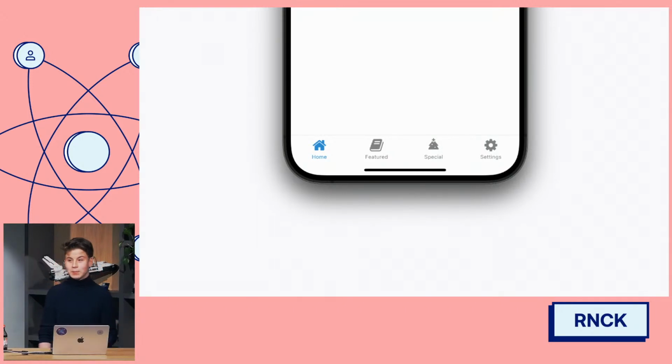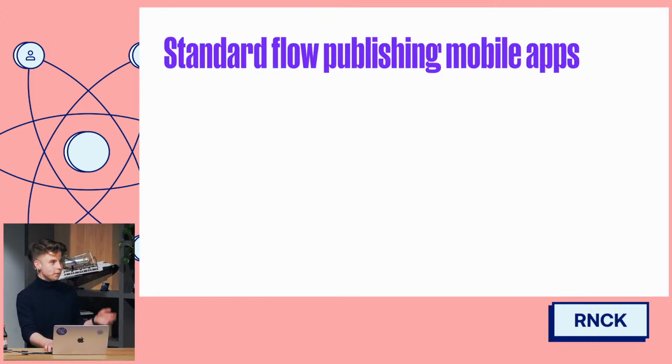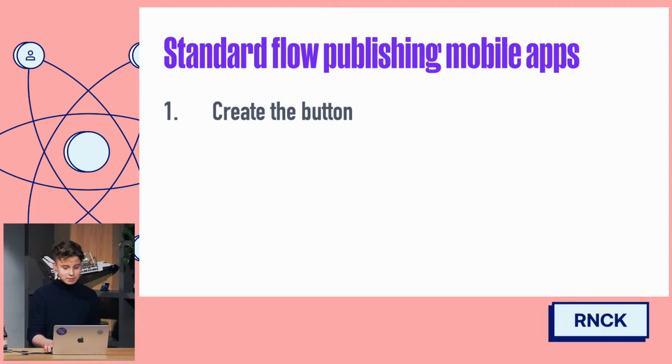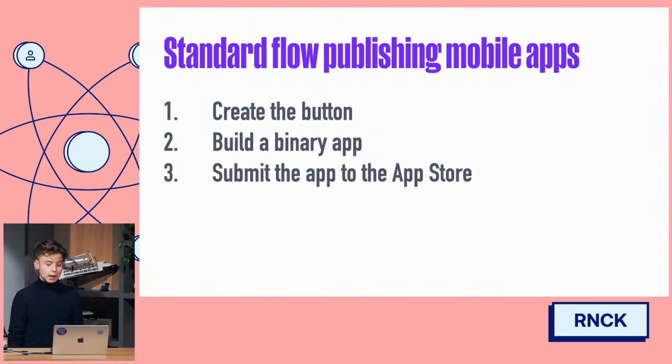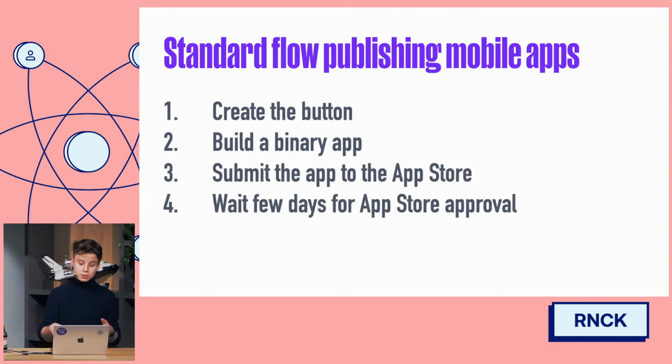But the problem is with publishing. On web, all we need to do is deploy to, I don't know, Vercel or any other provider, and perfect, our users see the changes. But on mobile, it's pretty complex. So let's take a look at the flow of publishing mobile apps. To publish this change, of course, we need to create this button. Then we need to build a binary app. And I'm sticking here with an iOS example, so we need to run Xcode or use EAS to build our app. Then we need to submit it to the App Store. And finally, we need to wait a few days for App Store approval and then for the rollout.